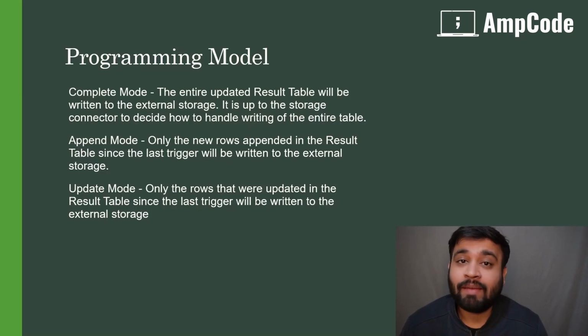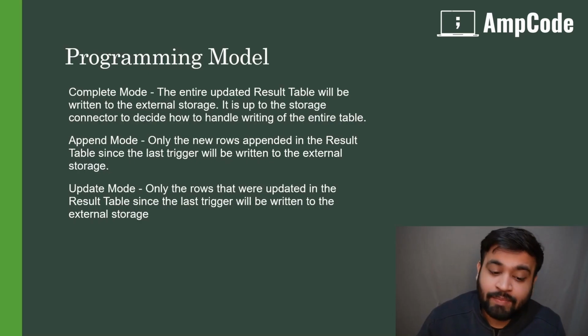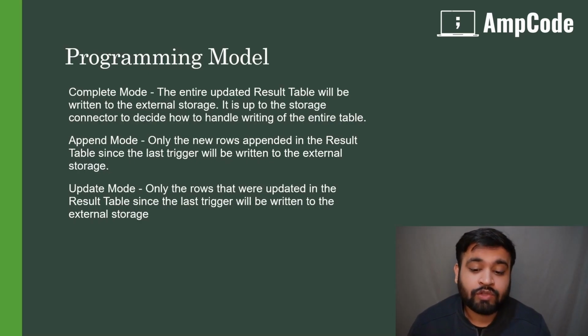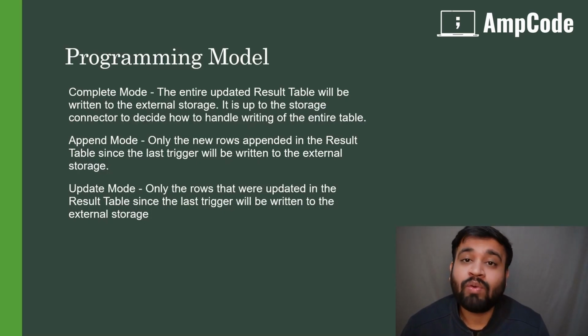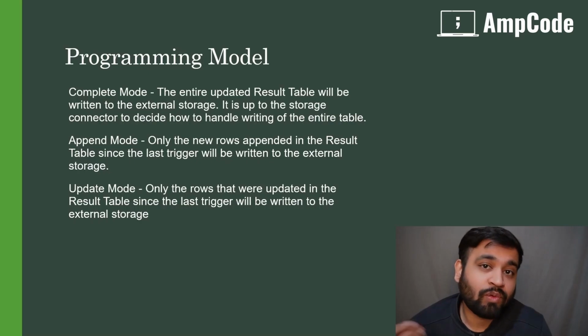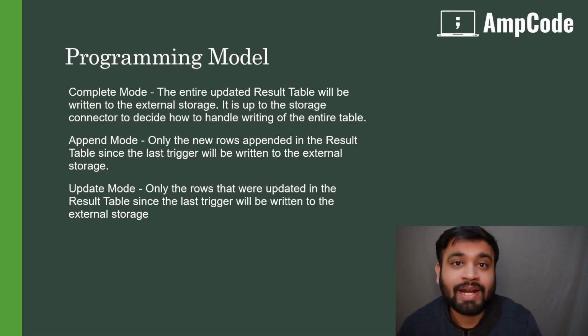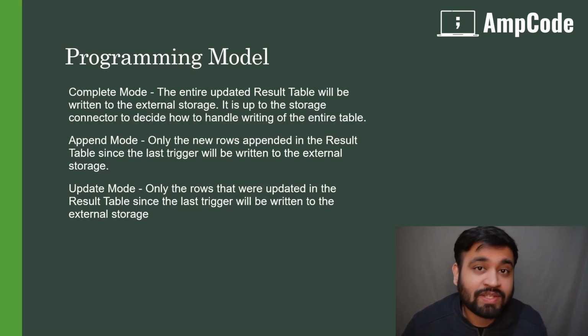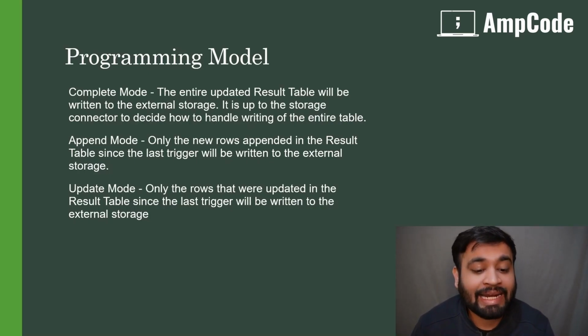We also have the append mode. In append mode, only the new rows in the result table since the last trigger will get written to the external storage. So append mode will only append the new rows in that result table. It is only suitable for those applications where your rows are not expected to change, so existing rows should not be updated. If you're talking about a transaction made by some user, we know that the transaction cannot be changed. This is a fixed record. In that case, we can rely on the append mode.